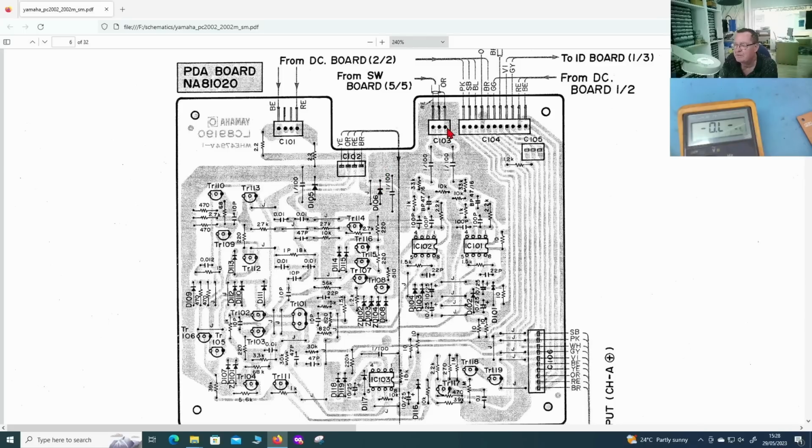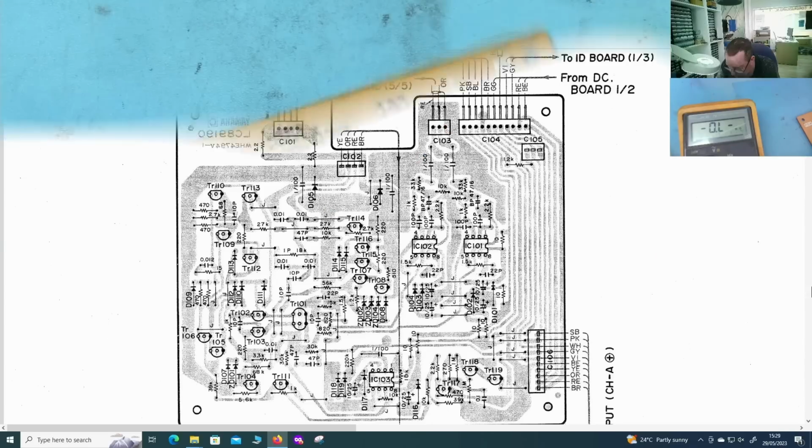This is when I disconnected, the short to ground went away, but I still had 80 ohms to here. So if I lift that wire and we no longer see the 80 ohms to the ground pin, the problem is over here somewhere. Let's have a look.